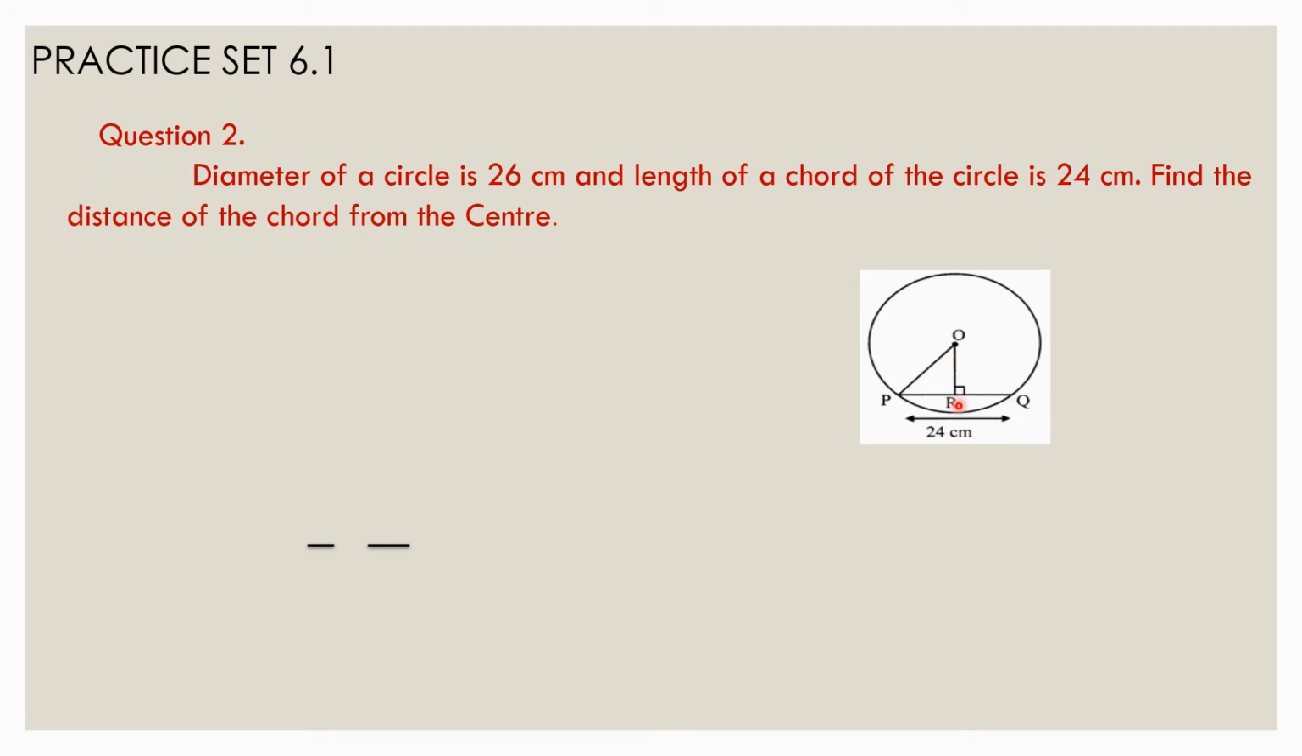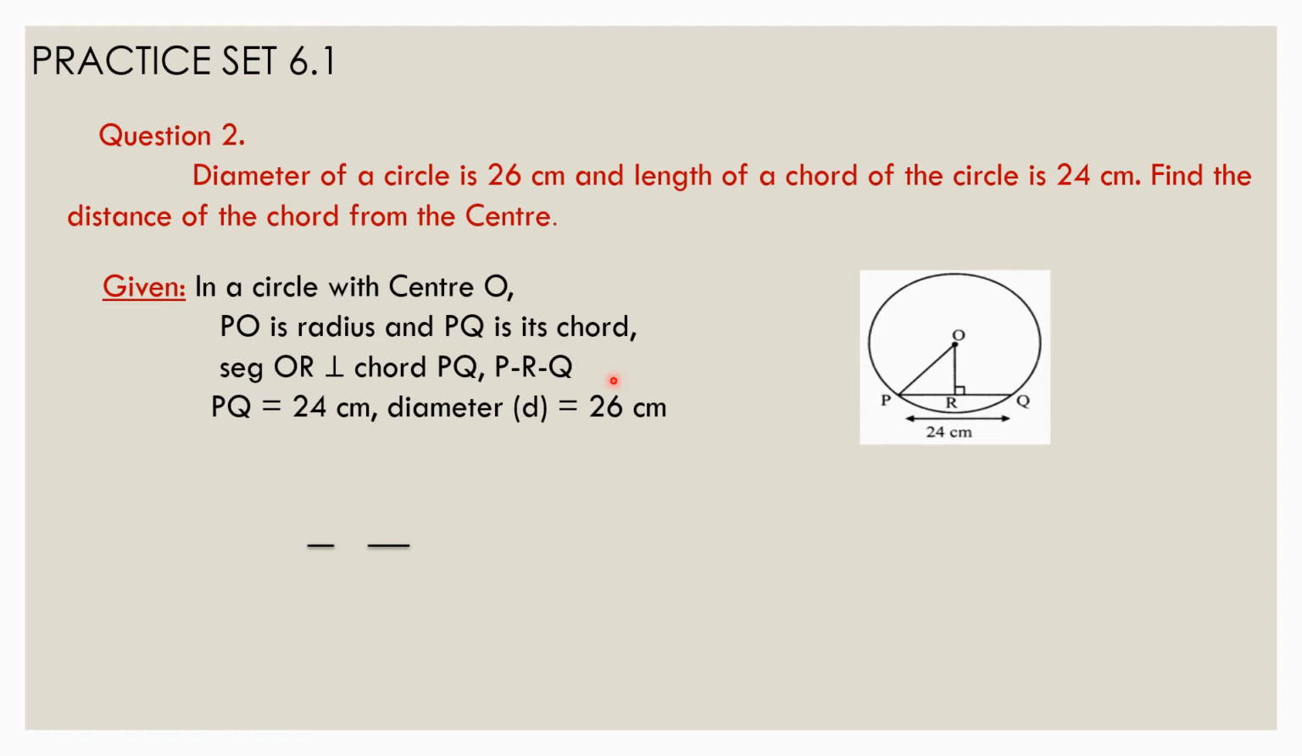First write given. In a circle with the center O, OP is the radius and PQ is its chord, and segment OR is perpendicular to chord PQ, that is P-R-Q, and PQ is equal to 24 centimeter and diameter D is equal to 26 centimeter. And to find the distance of the chord from the center, that is OR.